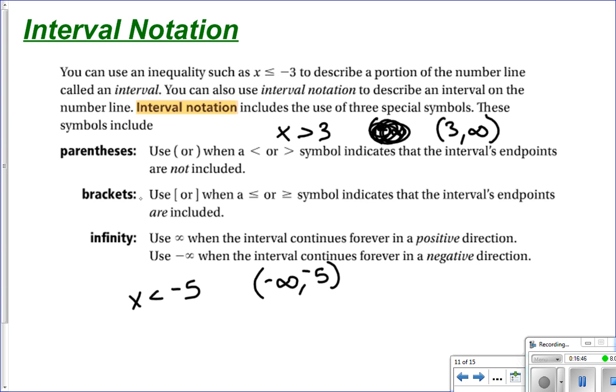Then brackets. We use brackets when it's less than or equal to or greater than or equal to. So if I have x is greater than or equal to 2, my minimum is going to be 2, my maximum is going to be infinity. If I had x is less than or equal to -8, my minimum is going to be negative infinity, my maximum is going to be -8.